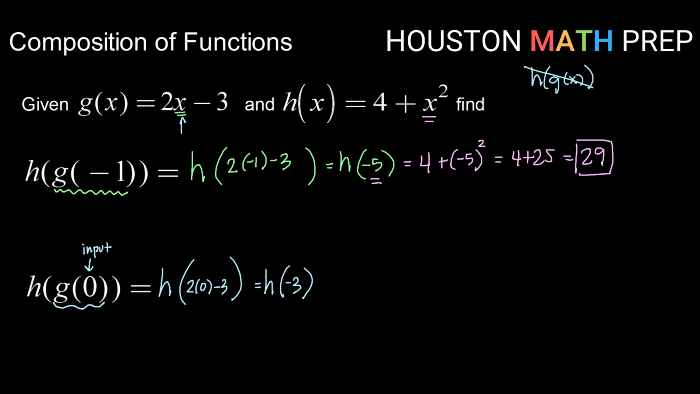So now, finishing off, I'm going to into my h function, take my next step, and replace my input of x with the input of negative 3. So that will be 4 plus negative 3 squared, or 4 plus 9 gives me 13. So my y value for h of g of 0 is 13.